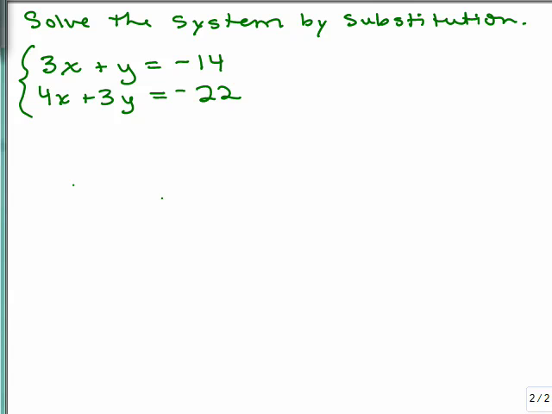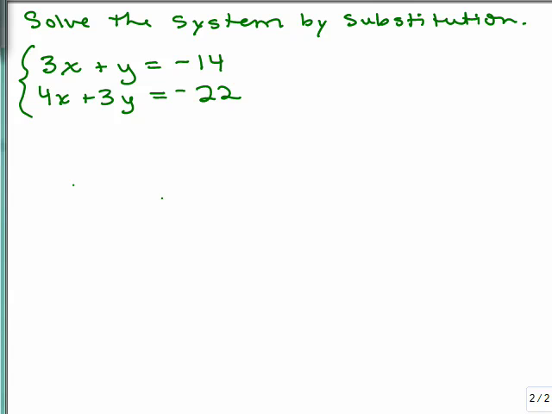Here's another system to solve. 3x plus y equals -14 and 4x plus 3y equals -22. Notice that neither equation is solved for x and neither equation is solved for y. What you're going to look for to make this as easy as possible is if there is a single value of y or x where the coefficient is just 1 or -1. If you choose to solve for that variable, you won't have to divide by a coefficient and deal with fractions.